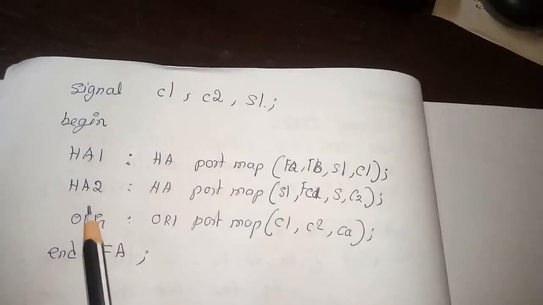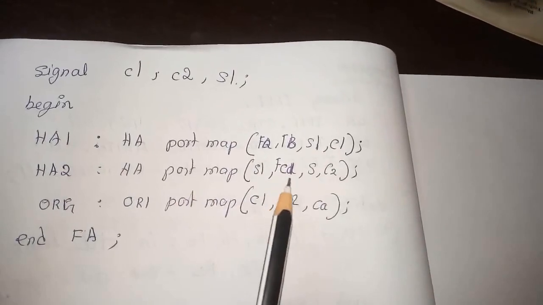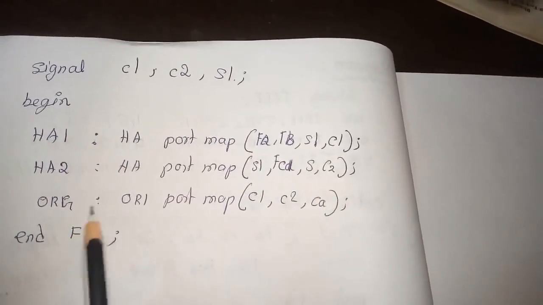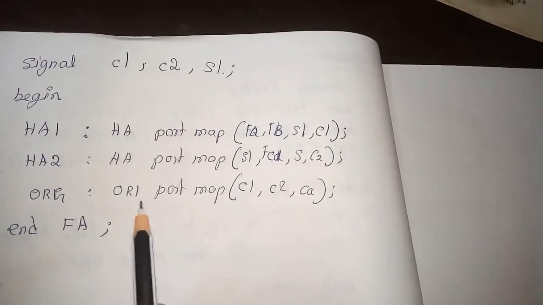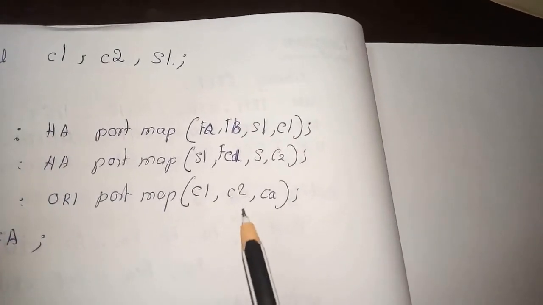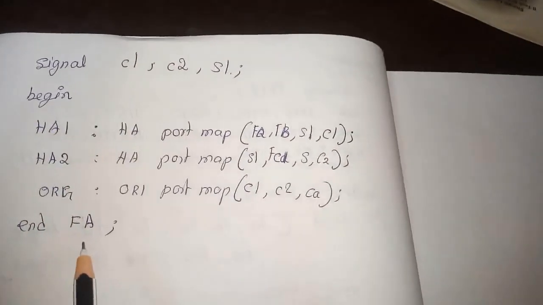Next, call the second half adder, HA2, with port mapping S1, C1, S and C2. Now we want to implement your carry. So ORG is the instance name, OR1 is the component name of your OR gate, port map C1, C2, CA, semicolon, and end FA. Thank you.